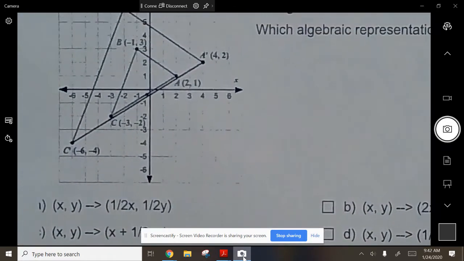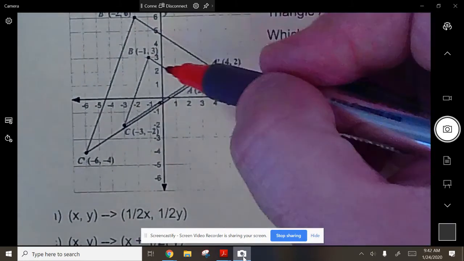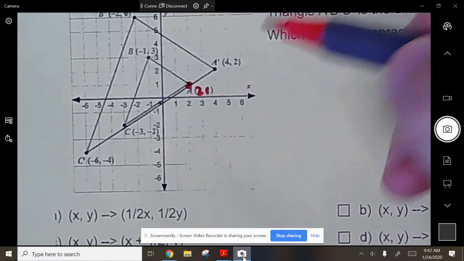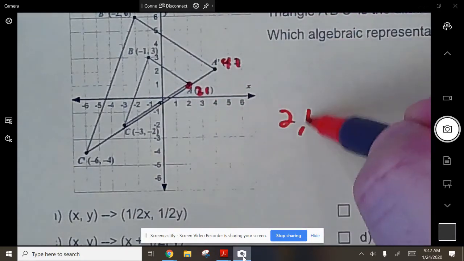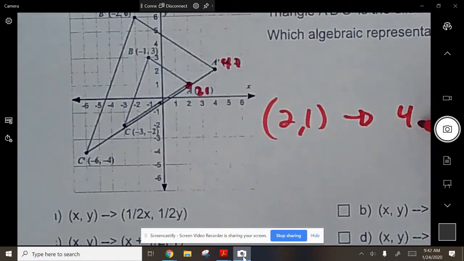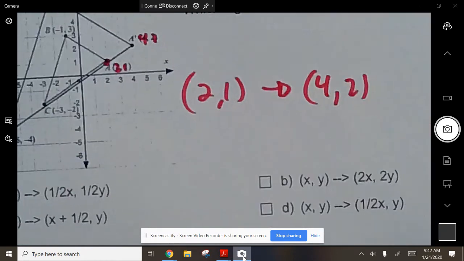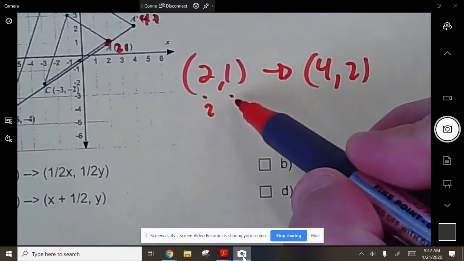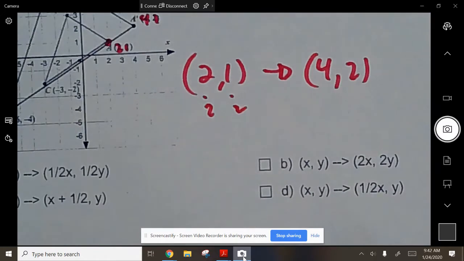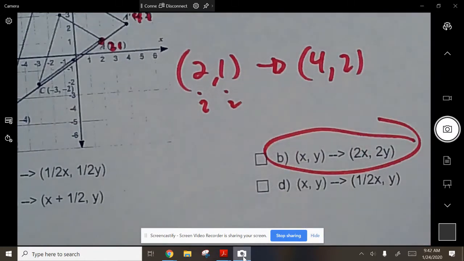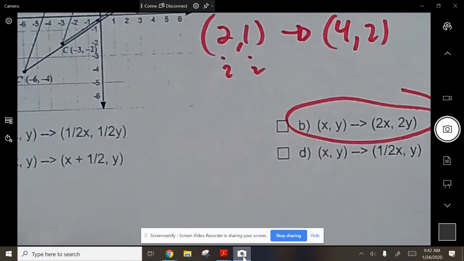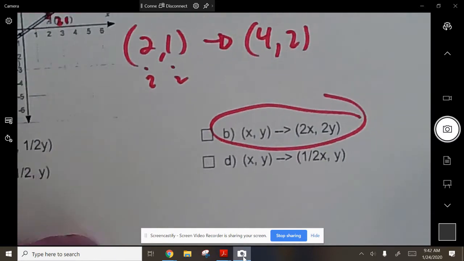Last one. We're getting bigger on this one. We're going to go from 2, 1 all the way to 4, 2. What do we multiply it by? It's pretty easy to see. We multiply both of them by 2. We're going to get to 4, 2. So our rule is multiplying both coordinates by 2. Now let me go over one thing real quick after this one here.